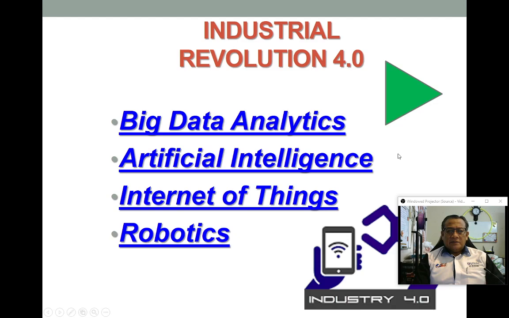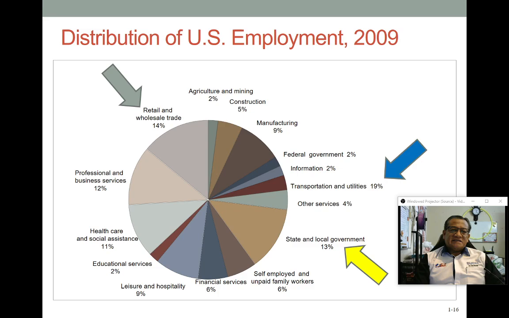Okay, so continuing my lecture, if we take a look at US employment 10 years ago, in 2009, you can see that the three major contributors for jobs in the US are, first, transportation and utility at 19%, which is distribution, logistic services, shipping. Second highest is retailing and wholesale, which is selling, like supermarkets, shopping marts, shops. These take about 14% of the employment in the US.